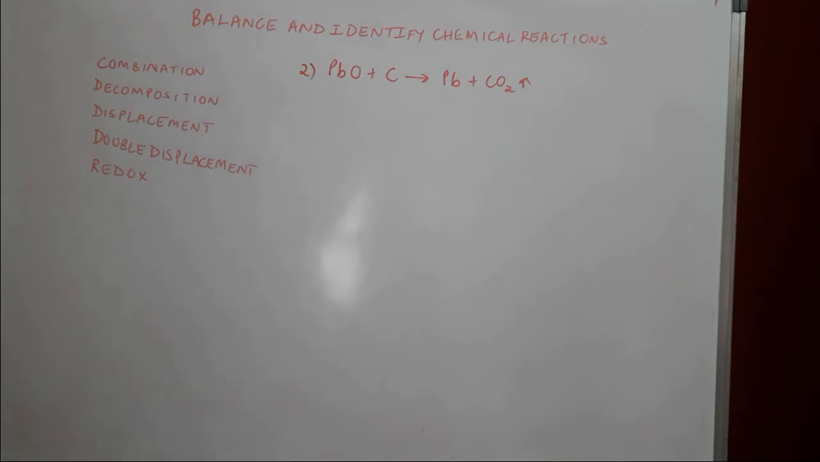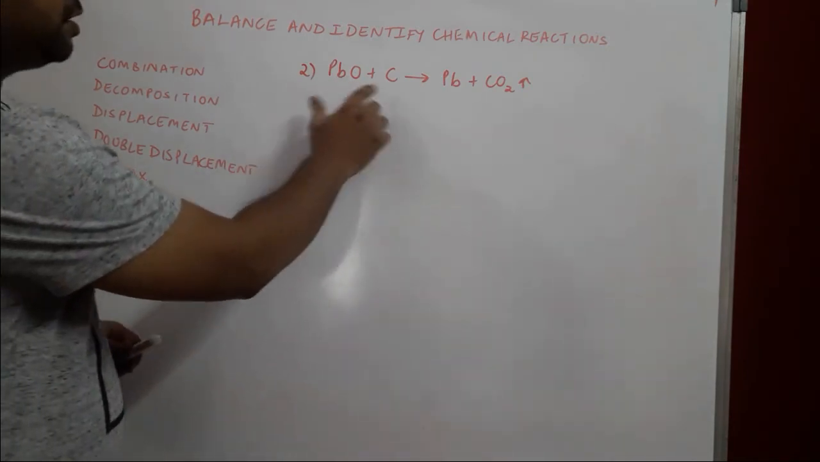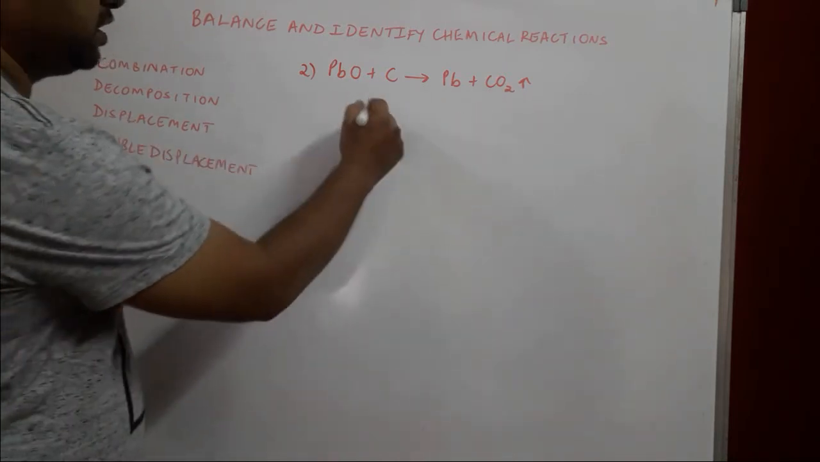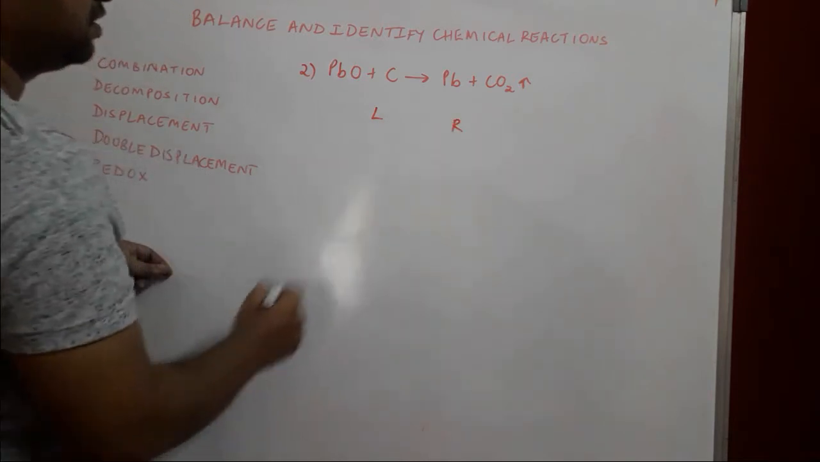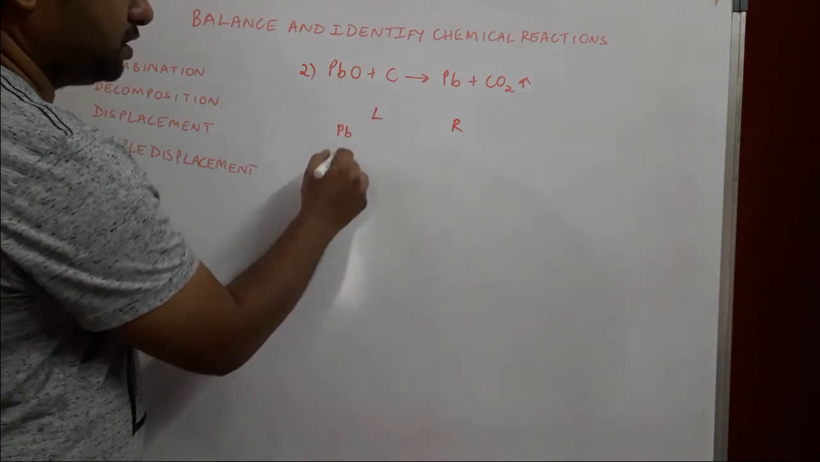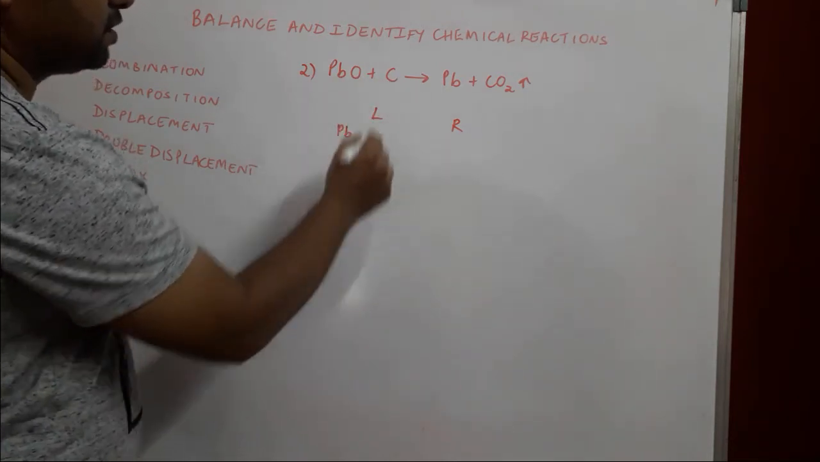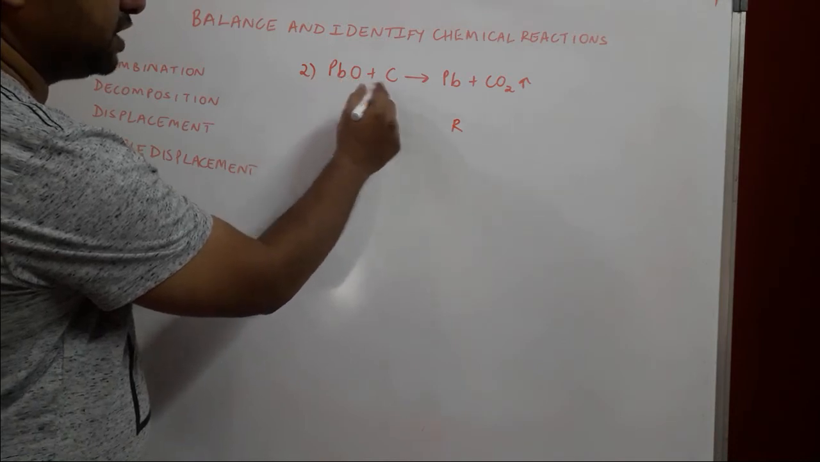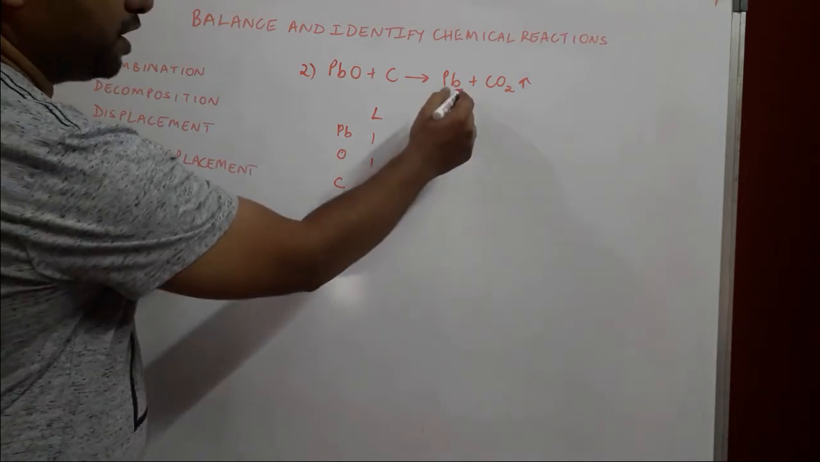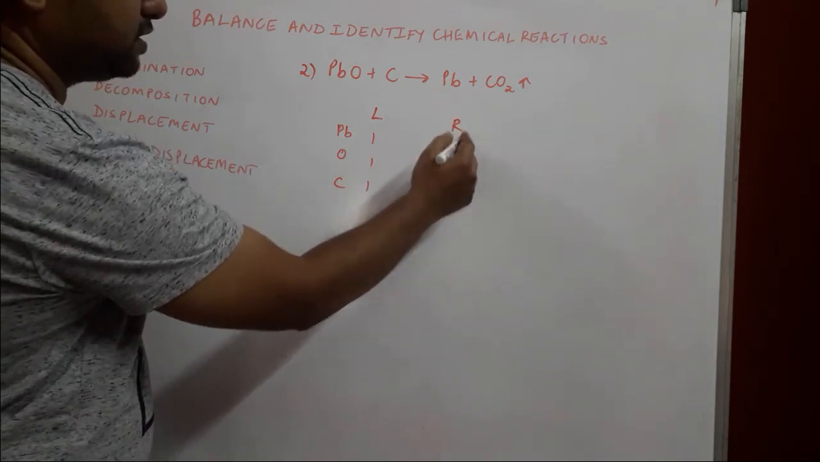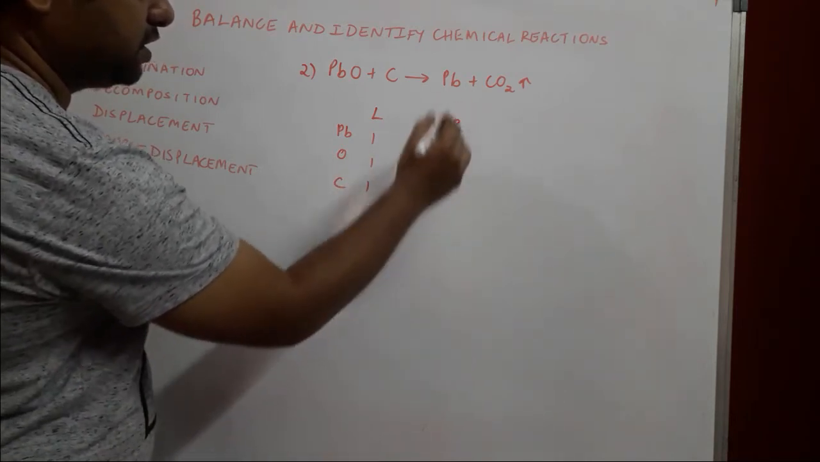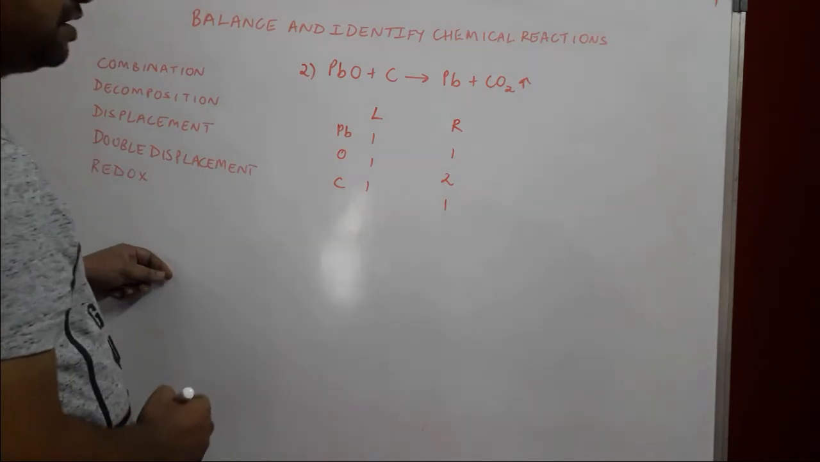The next question says lead oxide plus carbon gives us lead and carbon dioxide. Okay, so we need to balance this. So once again we put left and right and we list down the number of elements. So we have lead, Pb is lead, then we have oxygen and we have carbon. On the left hand side there's one of each atom that I can see, so we'll put one for each element, and on the right hand side there's one atom of lead, there are two atoms of oxygen and one atom of carbon.